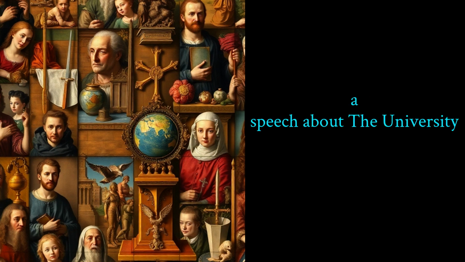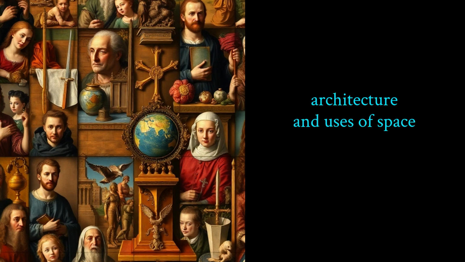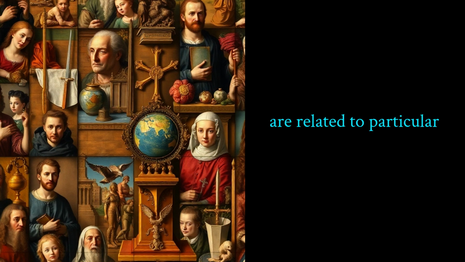For instance, a speech about the University of Georgia might be arranged spatially. In this example, the spatial organization frames the discussion in terms of the campus layout. The spatial style is fitting, since the differences in architecture and uses of space are related to particular geographic areas, making location a central organizing factor. As such, the spatial style highlights these location differences.